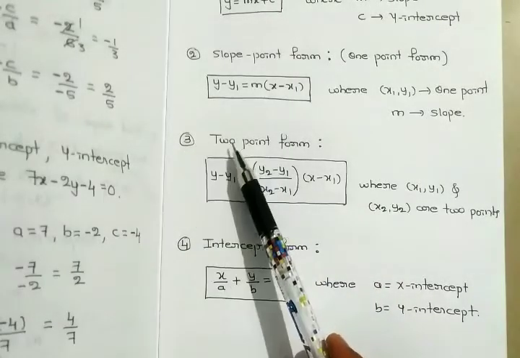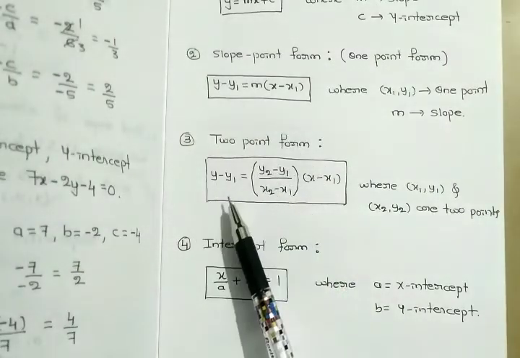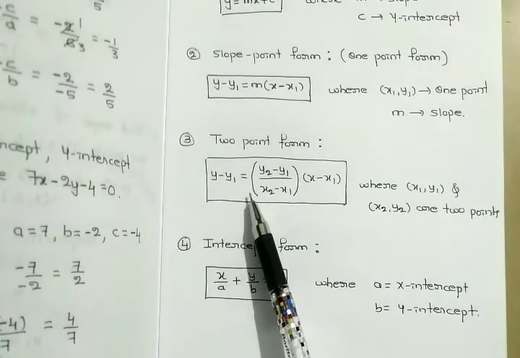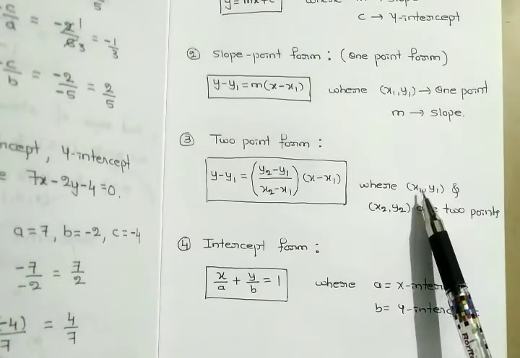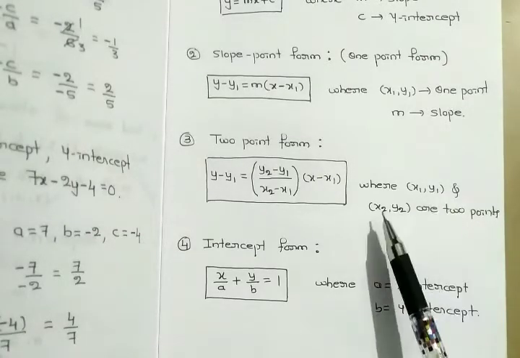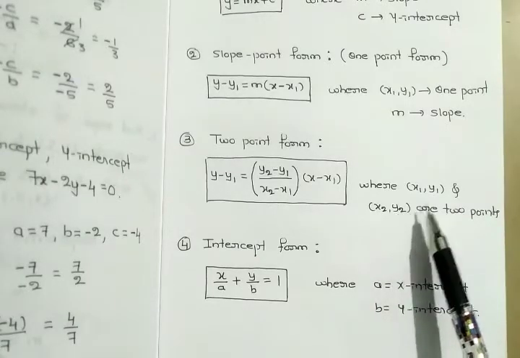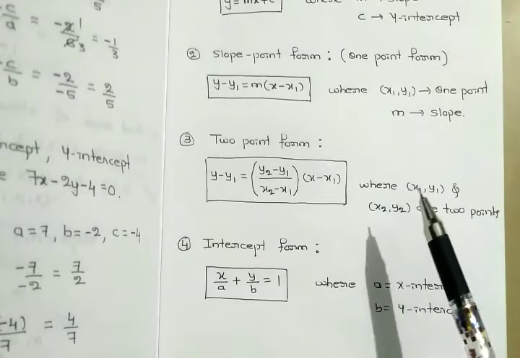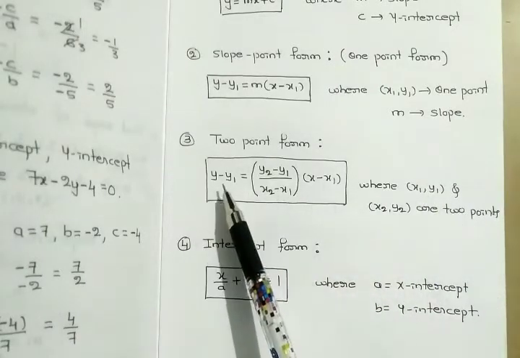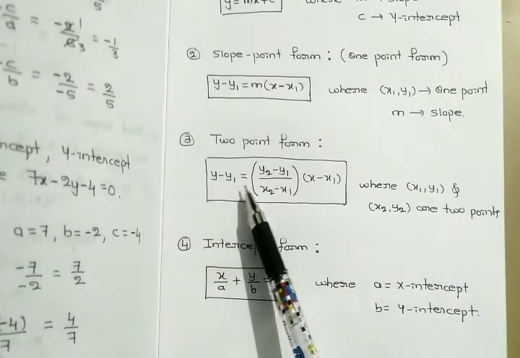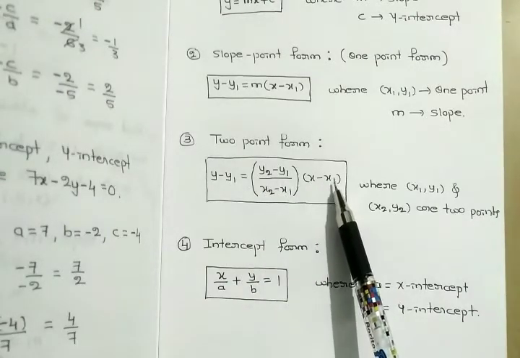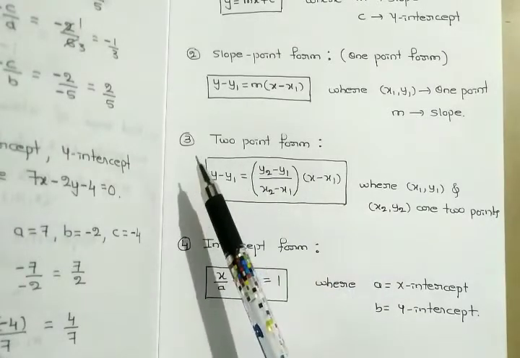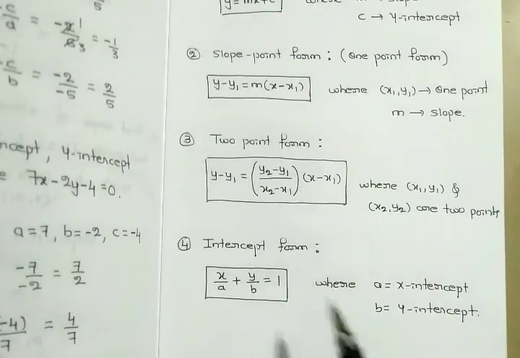Next, third one, two-point form. This is also an equation of straight line only, but when you have to apply it, in the question they will give two points. x1 y1 value and x2 y2 value they will give, and they will ask you to find out the equation of straight line. That time you have to apply y minus y1 is equals to y2 minus y1 upon x2 minus x1 into bracket x minus x1. So this is the third equation of straight line formula.